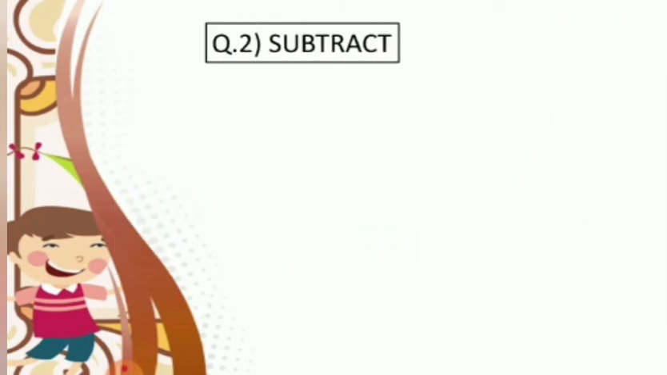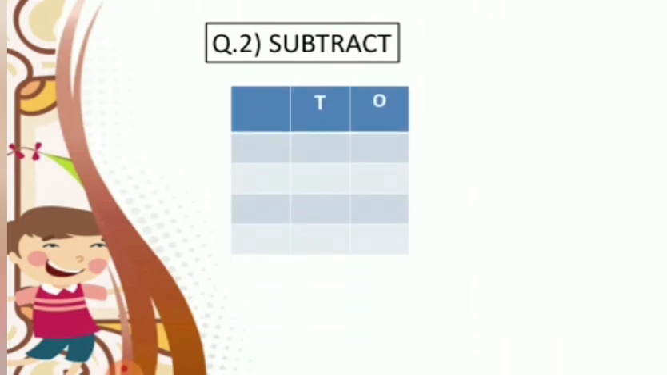Question number 2, subtract. This is your first question. 7 in tens column, 2 in ones column. Minus sign we will use here. 1 in tens column and 8 in ones column. Minus sign is there. Okay. Now we will start from ones column. 2 minus 8. 2 minus 8, is it possible?